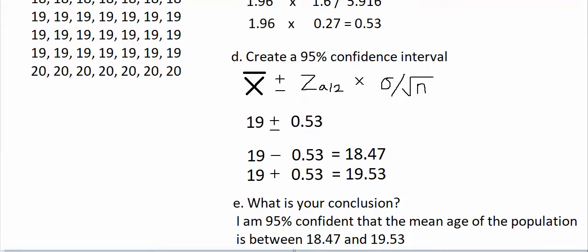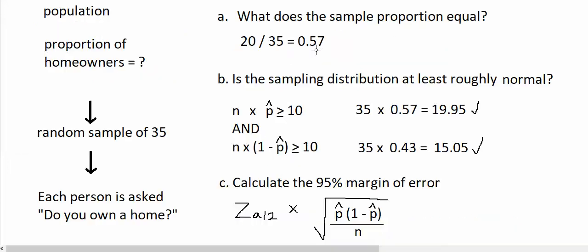Now we can reach our conclusion. Our conclusion is we're 95% confident that the mean age of the population is between the two endpoints of our confidence interval. We're 95% confident because we calculated a 95% confidence interval. That's where the confidence level comes from. Let's move on to the next problem.